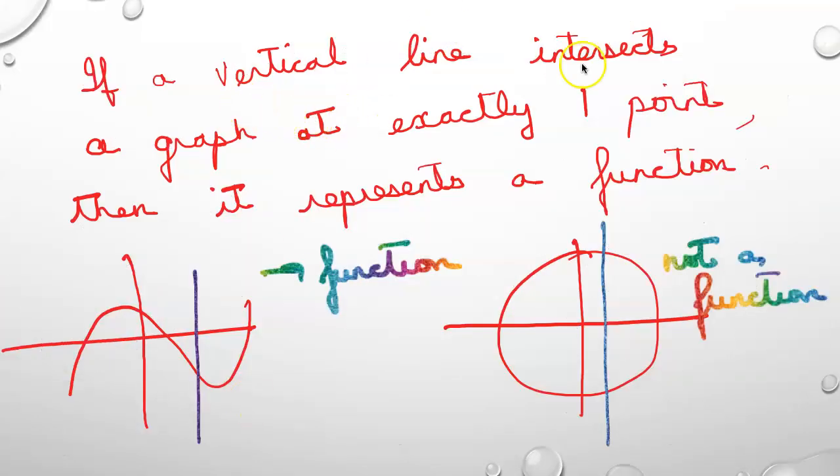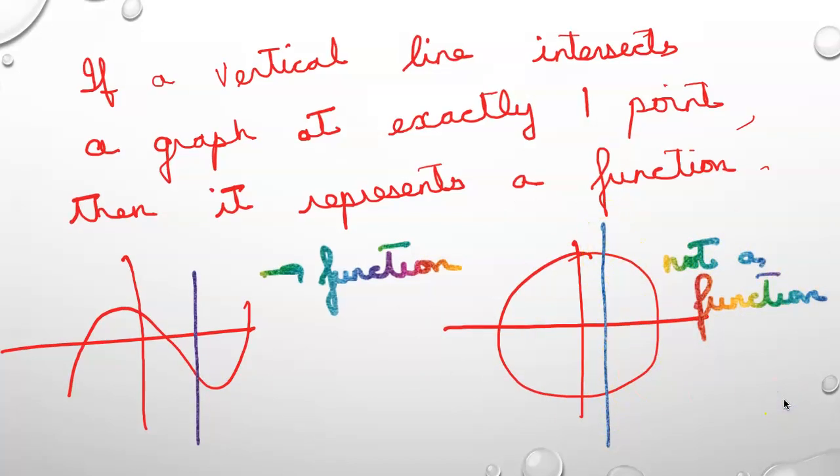Now we have the vertical line test, which states that given a graph, if a vertical line intersects the graph at exactly one point, it represents a function. So this is a function because this vertical line intersects this graph at one point. Whereas here you have a circle, which is not a function because a vertical line intersects the graph at 2 points.